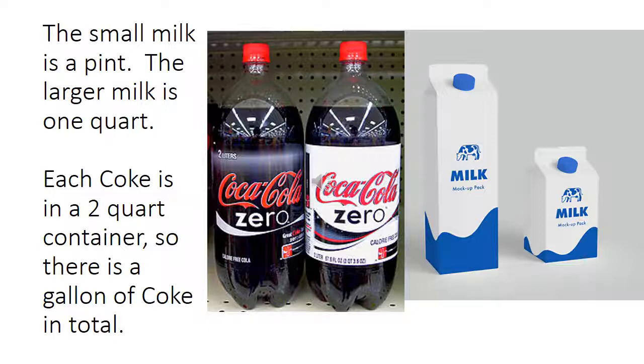Now when you go to the store to buy milk, the container you get is usually a liter, and a liter in the old-fashioned system is almost exactly a quart. When you get a big bottle of Coke, that's 2 liters, 2 quarts. And if you put 2 of those big bottles together, you have a gallon.